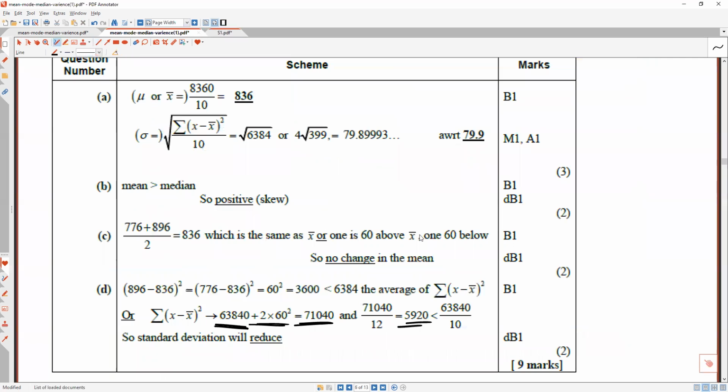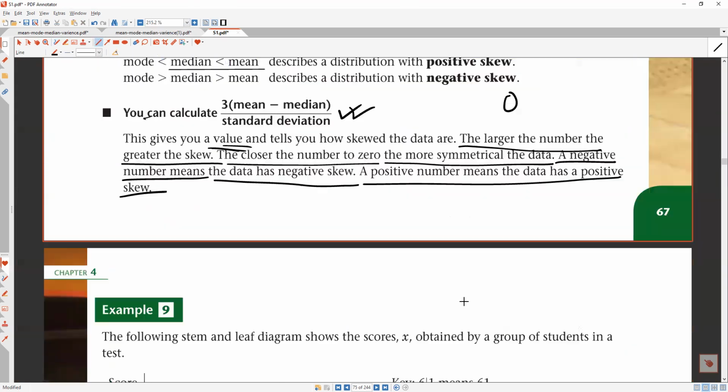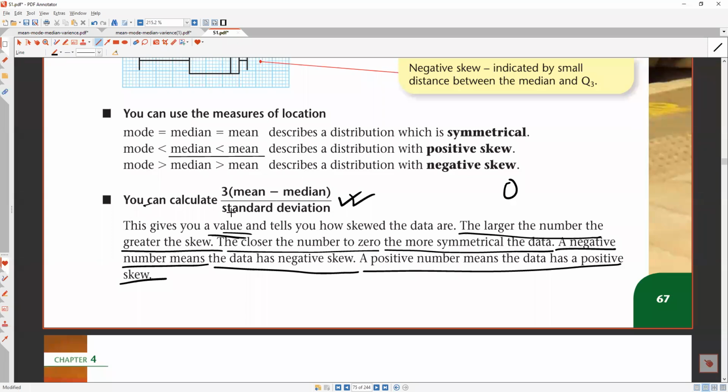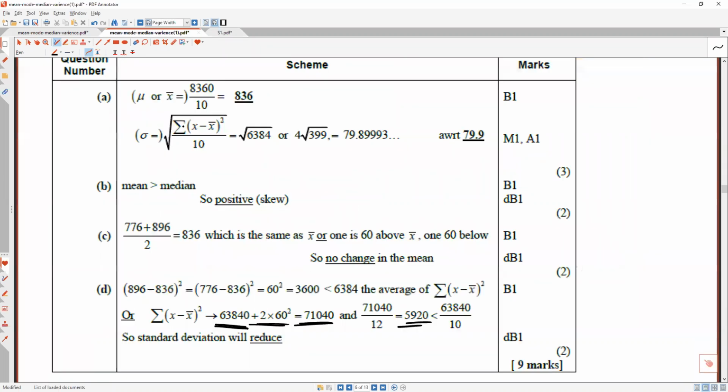If you want, you can use this formula as well, by the way. You have your standard deviation with you. You can use this formula if you want. And you have your mean with you, you have your median with you. You will get around 0.8. So that also shows it's positively skewed.